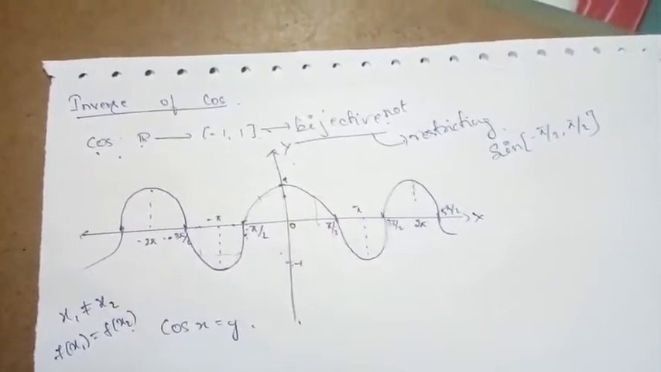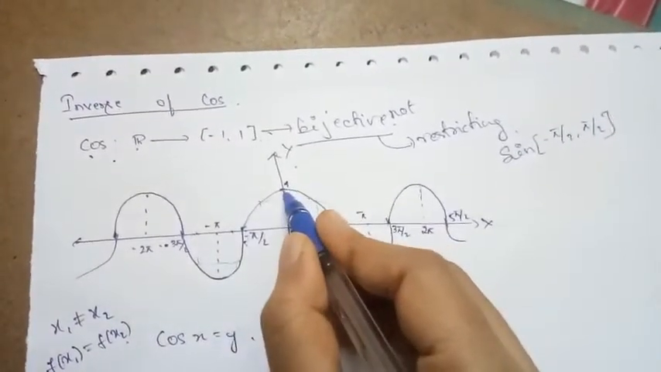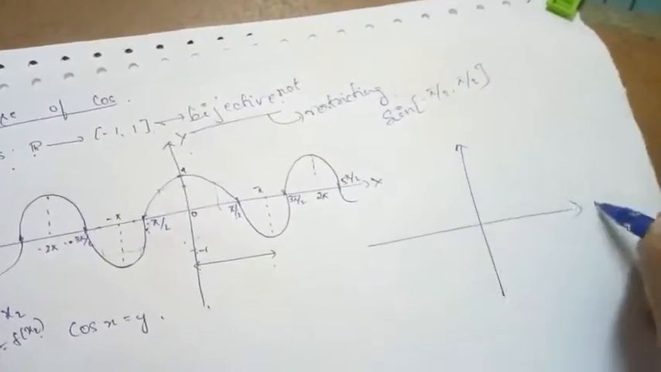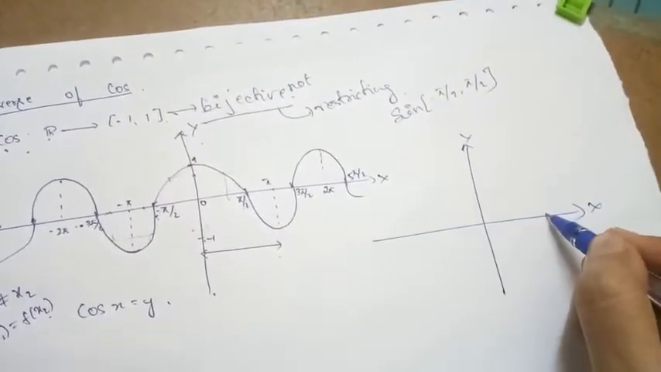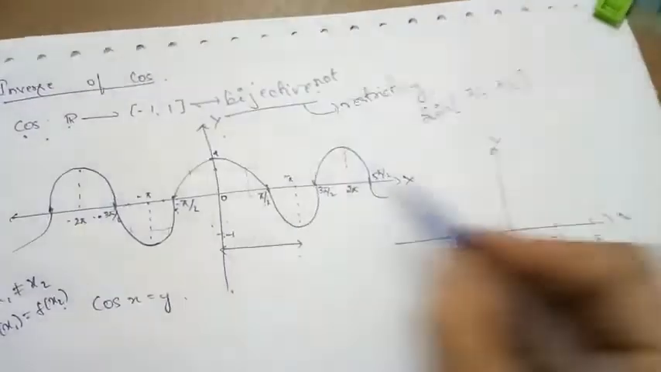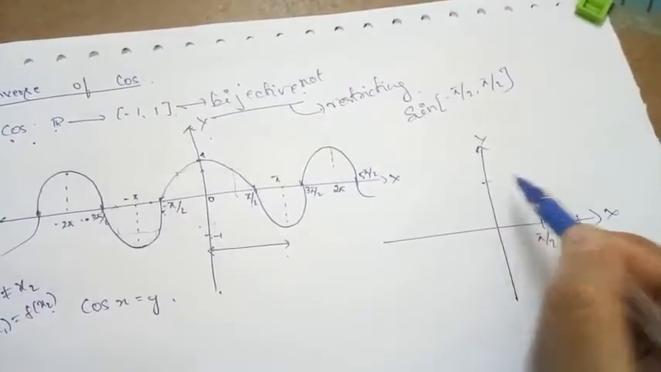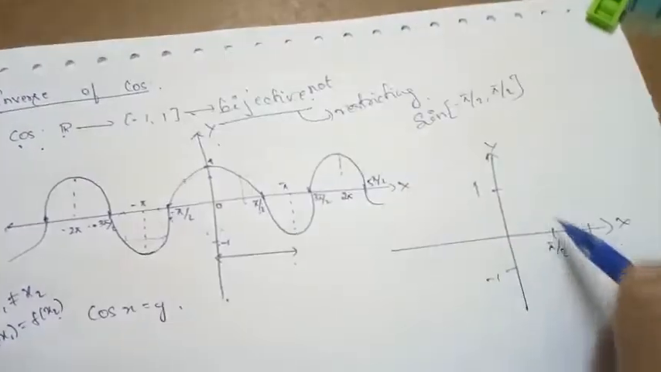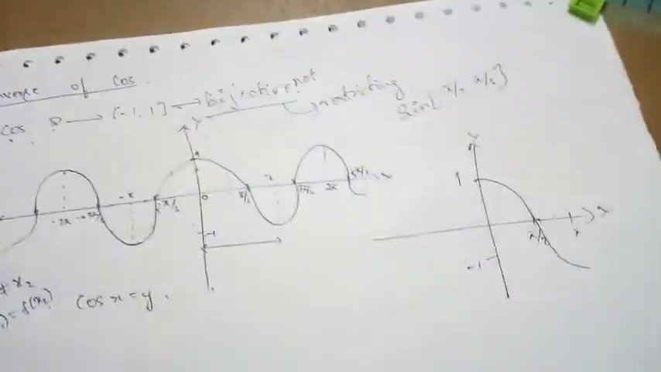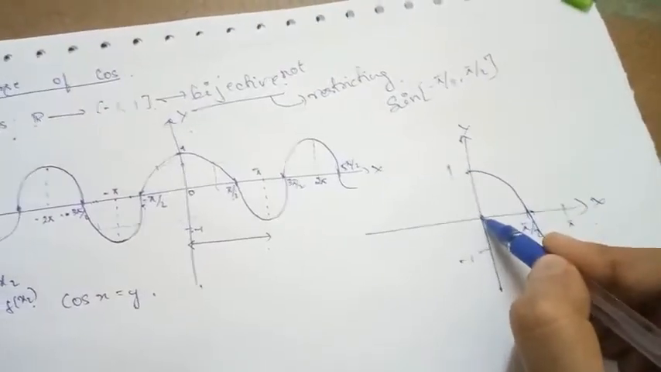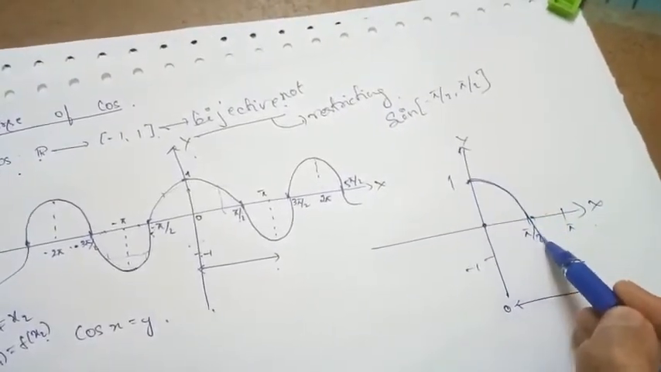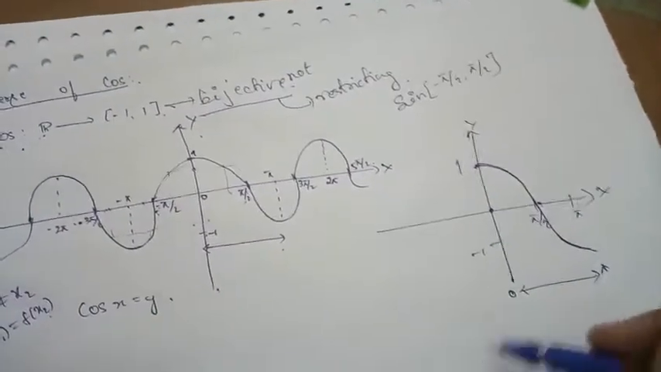So for the cos function, I need to consider the restricted domain from 0 to pi. Suppose this is the graph, x-axis, y-axis, 0, this is pi by 2, and this is pi. If this is 1 and this is minus 1, then from 0 to pi by 2 it goes from here to here, and from pi by 2 to pi it goes like this. So when I restrict the domain from 0 to pi, that is from 0 to pi angle, we get a graph in this manner.